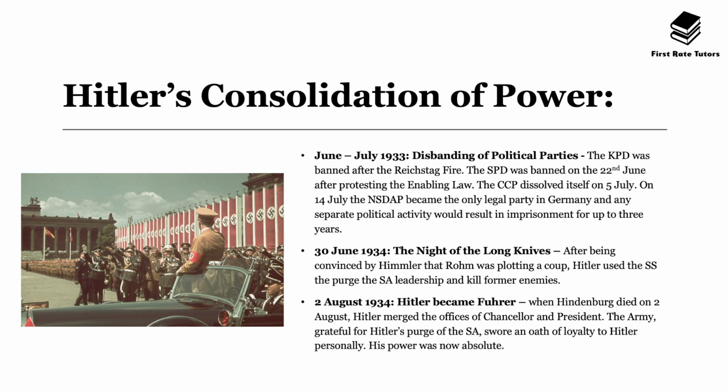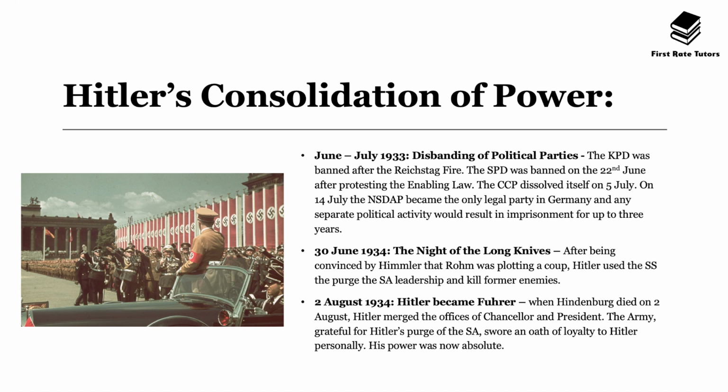Between June to July 1933, there was the disbanding of political parties. So the KPD was banned after the Reichstag fire, the SPD was then banned on the 22nd of June after protesting the Enabling Law, and the CCP, which was another party, dissolved itself voluntarily on the 5th of July, and on the 14th of July, the NSDAP, in other words the Nazi party, became the only legal party in Germany, and any separate political activity would result in imprisonment for up to 3 years.